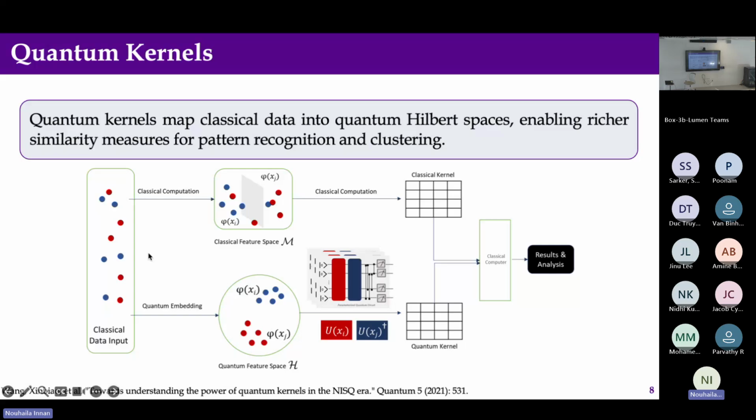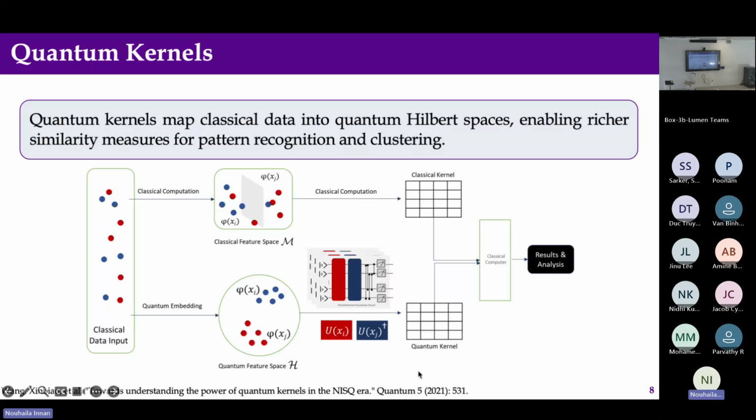Quantum kernels extend this concept by embedding the data into a quantum feature space, which we call Hilbert space, using the PQC, parameterized quantum circuits. In this space, the similarity between two inputs is captured by the inner product of their quantum states. This approach allows us to construct a quantum kernel matrix, which can then be used in classical algorithms as well. This is what we call the quantum support vector machine, and I will explain it in the next slide.